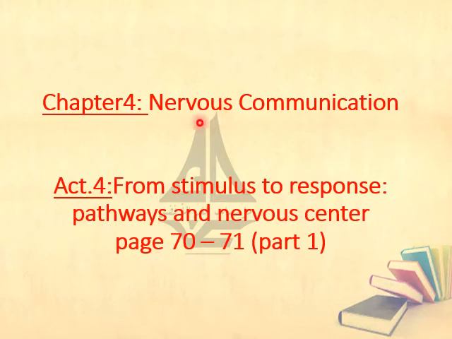Hi everyone. Today we are going to explain in chapter 4, which is about the nervous system, activity 4, from stimulus to response, pathways and nervous center, page 70-71. We will explain the first part and the second part will be discussed later.